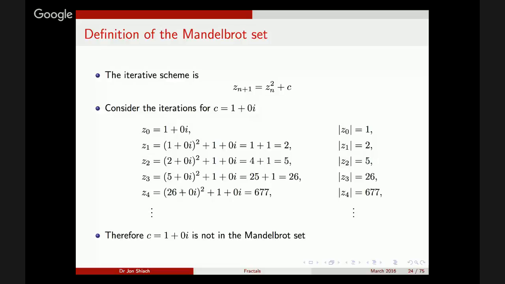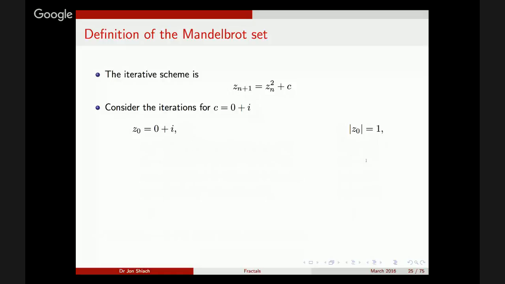5, 26, 677, etc. And it's quite easy to see the modulus, because there's no imaginary part there. The modulus is whatever the value of z is. So after only a few iterations, our modulus of z exceeded 2. So that's not part of the Mandelbrot set. At this iteration here, it escaped.